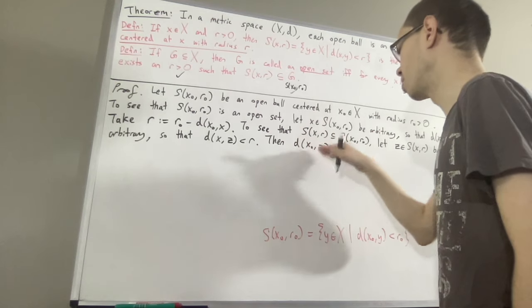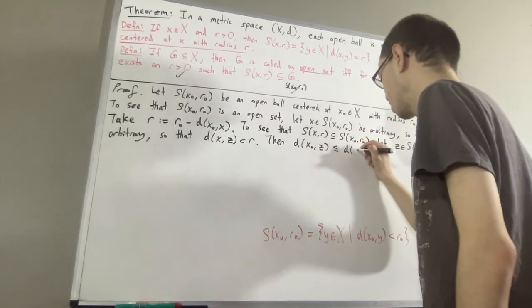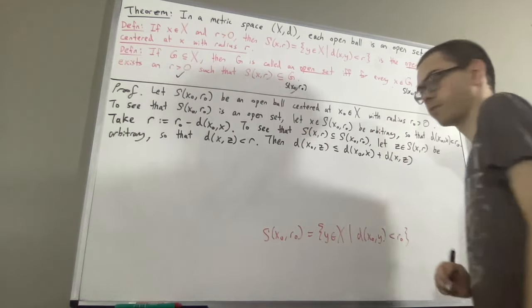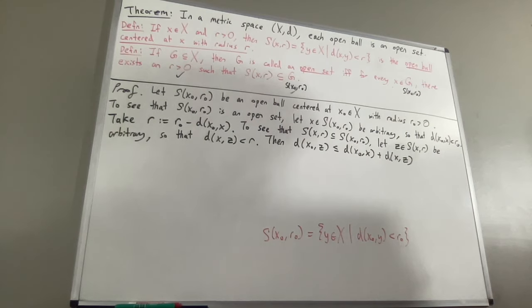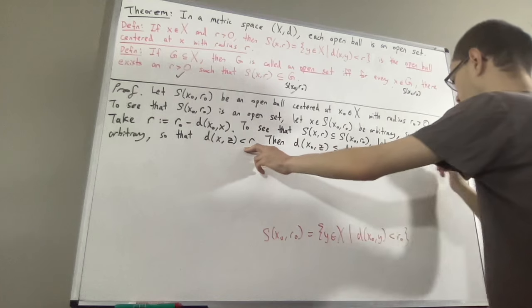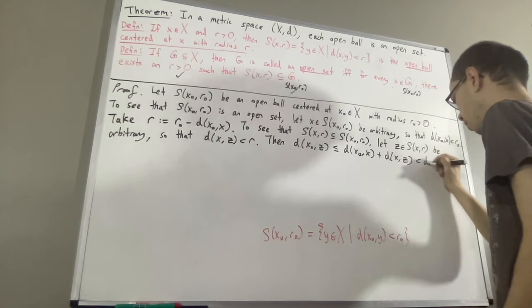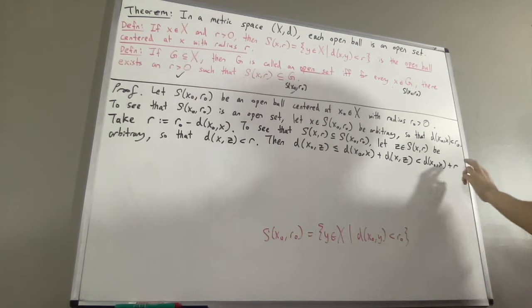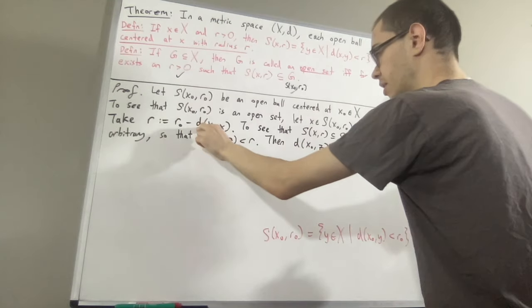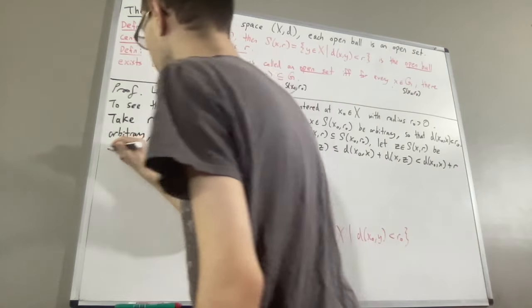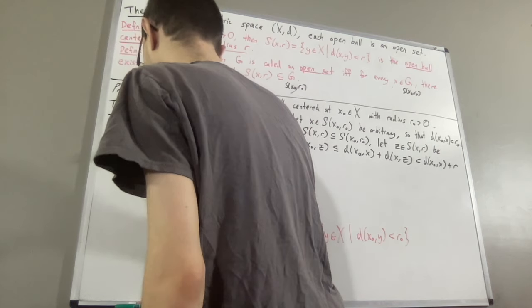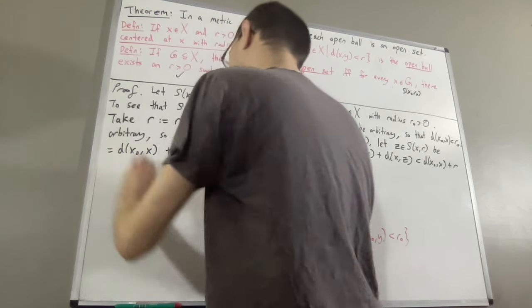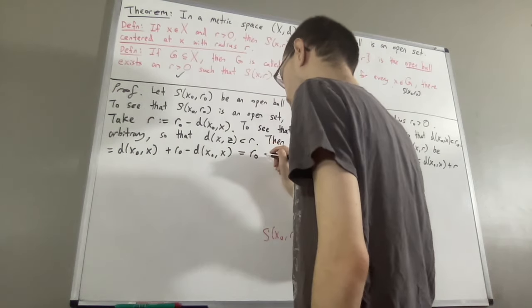The distance between x naught and z should be less than or equal to the distance between x naught and x plus the distance between x and z. But then we know that the distance between x and z is less than r. So then this quantity is less than the distance between x naught and x plus r. But then we could substitute r for r naught minus the distance between x naught and x. So this is just the distance between x naught and x plus r naught minus the distance between x naught and x. So these two distances cancel out. We're just left with r naught.